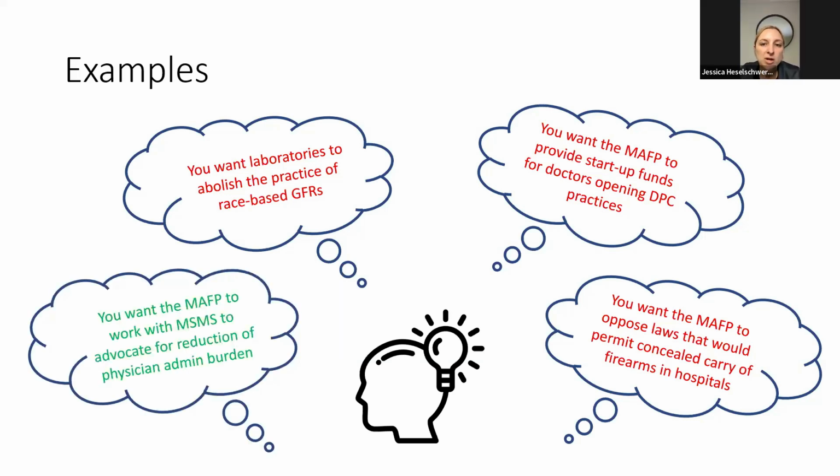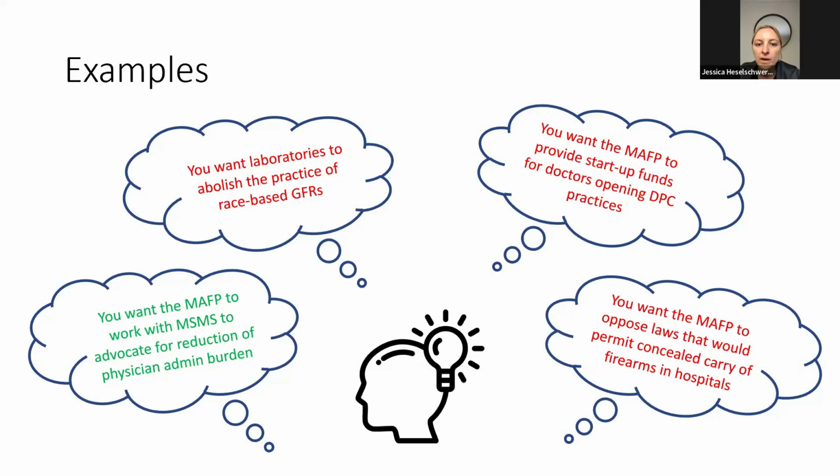So we might change our idea then to say we want the MAFP to work with other groups like the Michigan State Medical Society to advocate for reduction of physician administrative burden. And that's something that we can and actually did do. And we got the prior authorization reform bill passed. So that's a way that you can have the same outcome, but kind of coming at it from a slightly different angle.